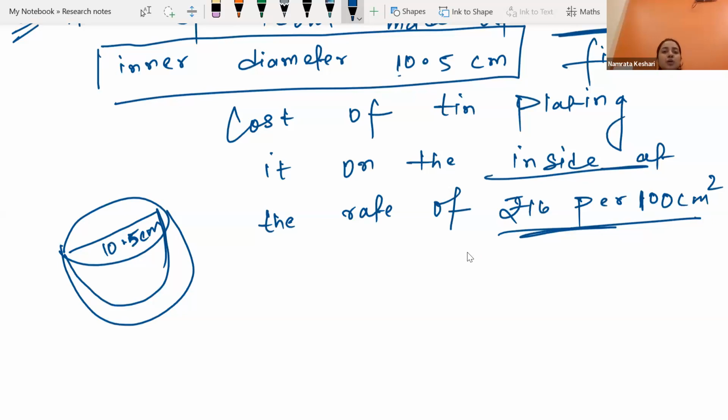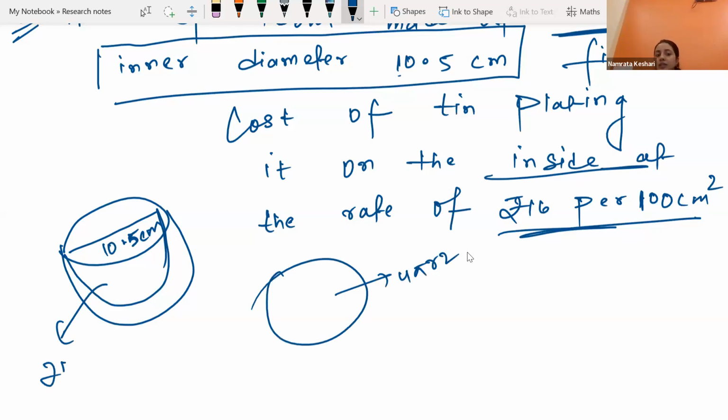So let's find the inner surface area. For a sphere we have one formula, 4 pi r square. However, for a hemisphere, as we discussed in yesterday's class, the curved surface area is half of that, since the total surface area also includes the circle. Here we are only talking about the curved surface area, not the total surface area. So 2 pi r square is the formula we will use for a hemisphere. Curved surface area of hemisphere is 2 pi r square.